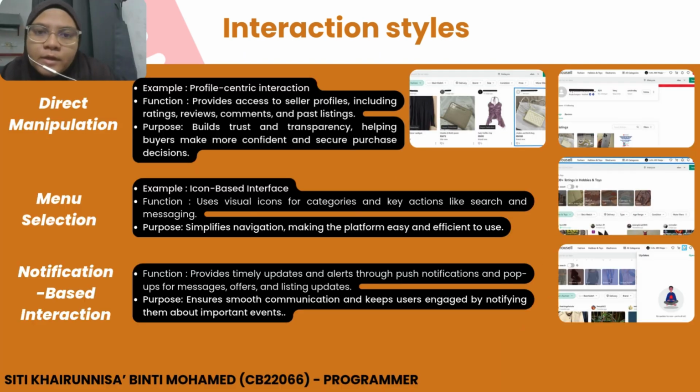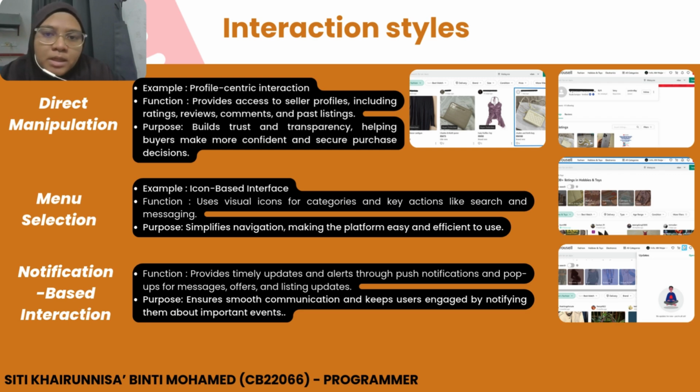For the interaction style, we have direct manipulation, menu selection, and notification-based interaction. For direct manipulation, an example is profile-centric interaction. The function is to provide access to the seller profile so that we can see their rating, reviews, comments, and the past listings. The purpose is to build trust and transparency, helping buyers make more confident and secure purchase decisions.